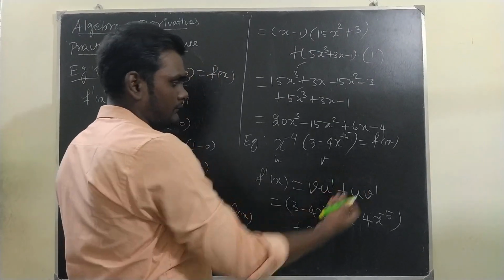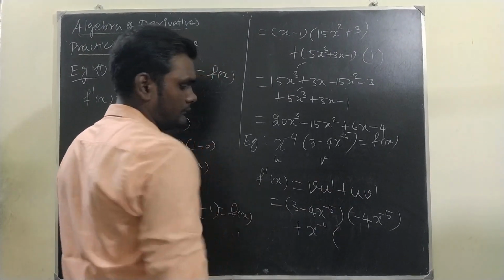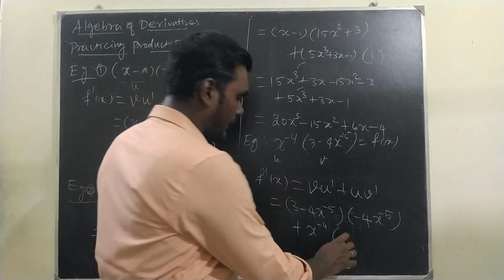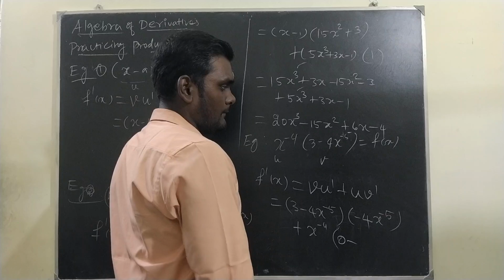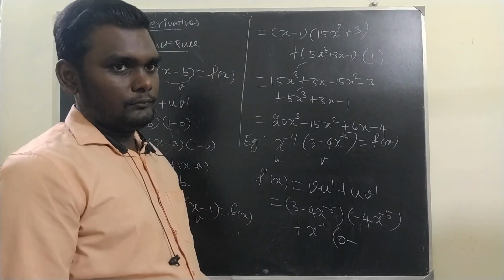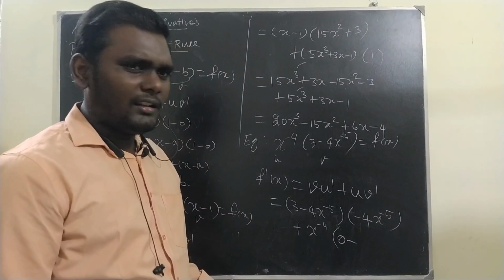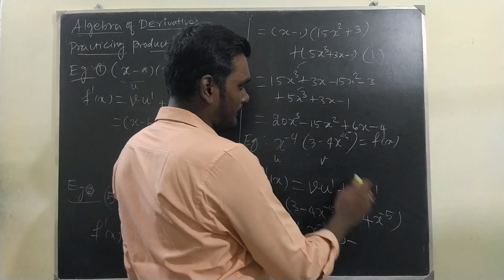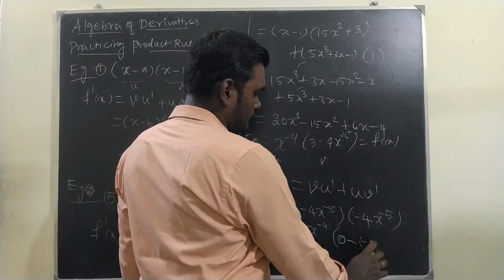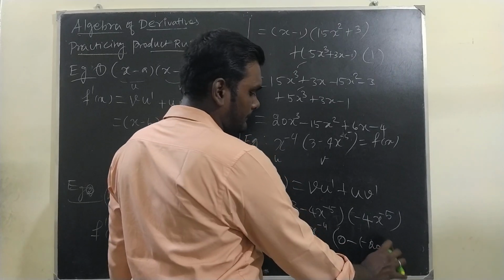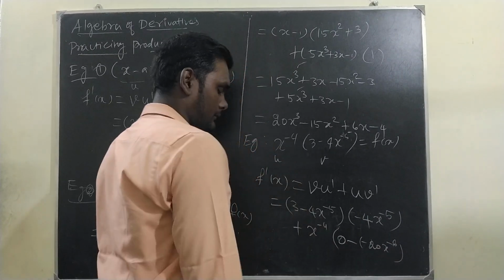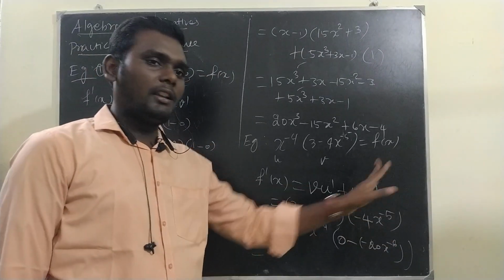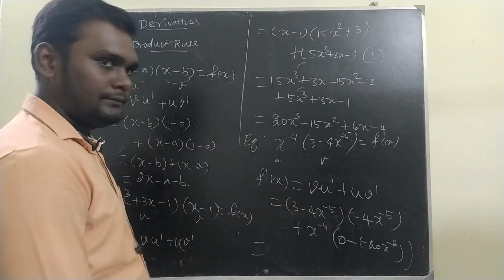Then u as it is, b dash, 0 minus 16. So that is minus 20, minus 20 x power minus. Okay, super. And then this 4 x power minus 5 has to be multiplied inside.